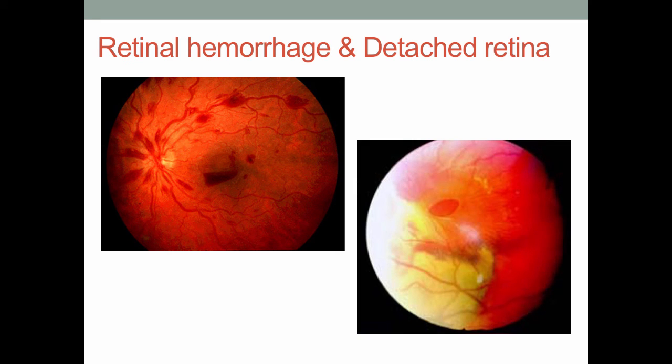Retinal hemorrhage and detached retina also will be seen with shaken baby syndrome. We'll also have other neurological signs, and again, these children are usually critically ill and need to go immediately to the ER.